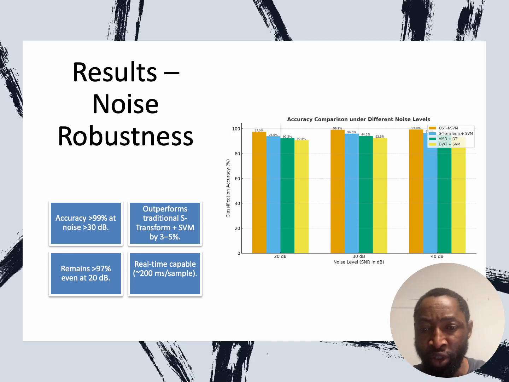The result, noise robustness. The bar chart visualization compares model performance at different noise levels. The OST plus KSVM consistently outperforms other models, achieving greater than 99% accuracy above 30 decibels and also maintaining greater than 97% at 20 decibels. The results show it improves upon the traditional S transform plus SVM by roughly 3 to 5%. And also the real-time processing remains feasible, which is approximately 200 milliseconds per sample.